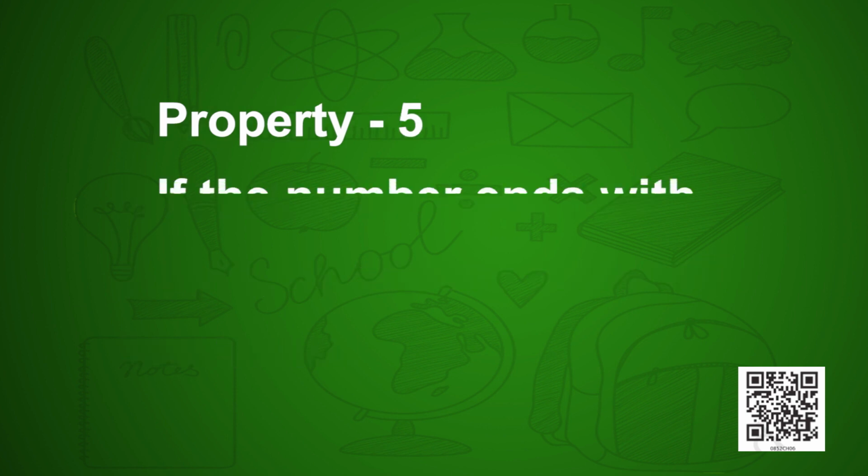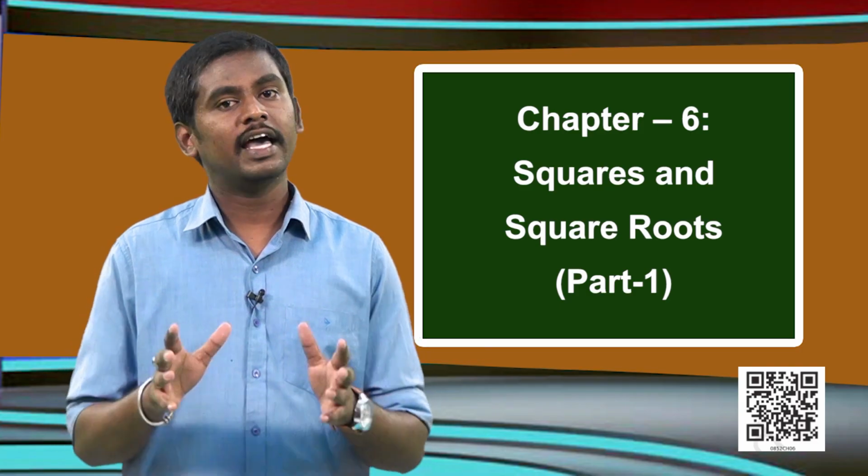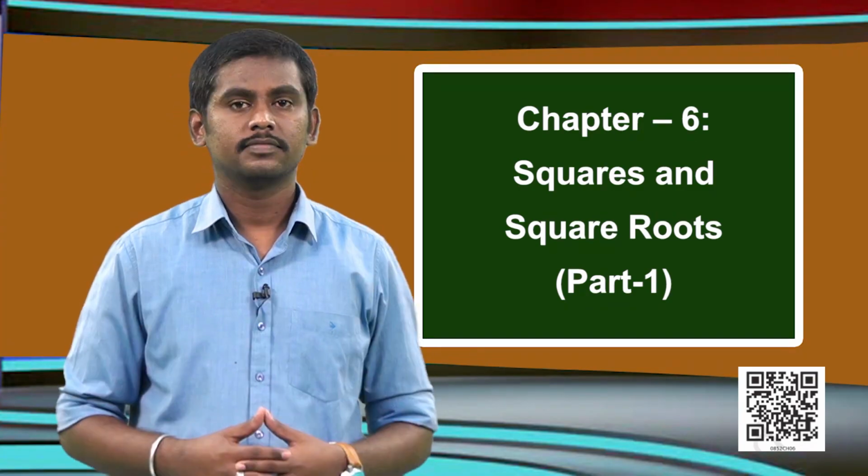And at the end, we found that whenever a number had 5 in its units place, the square number also ended up with 5 in its units place. So, by this we have seen all these 5 properties.